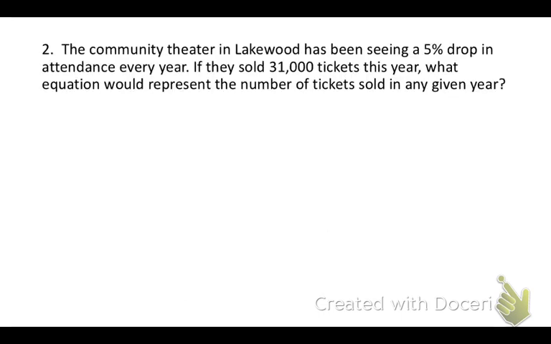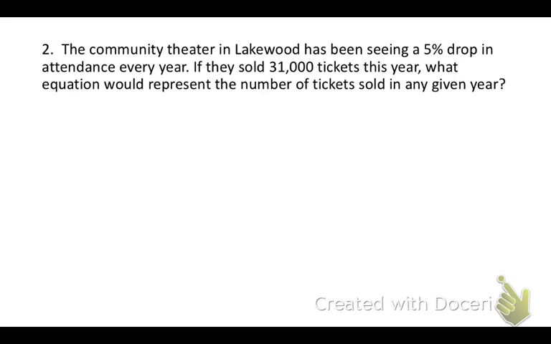So for number 2, I'm going to read it. I would like you to pause this video. I'd like you to try it on your own and then check your answers. Number 2. The community theater in Lakewood has been seeing a 5% drop in attendance every year. If they sold 31,000 tickets this year, what equation would represent the number of tickets sold in any given year? I would like you to pause this video and try to write an equation for this.